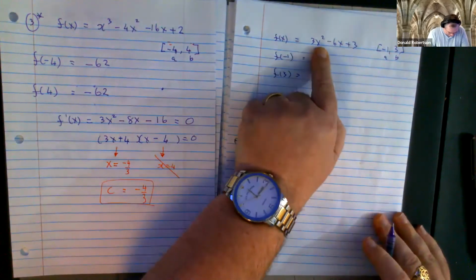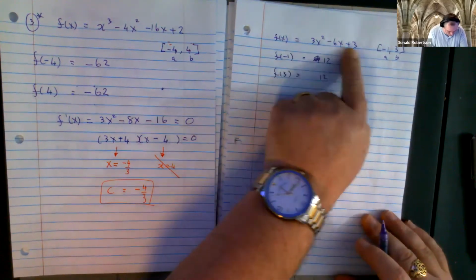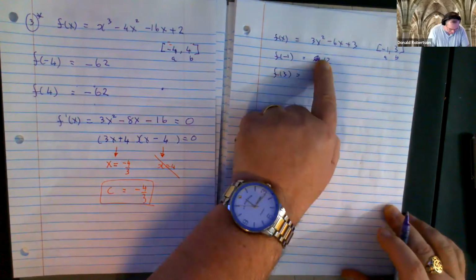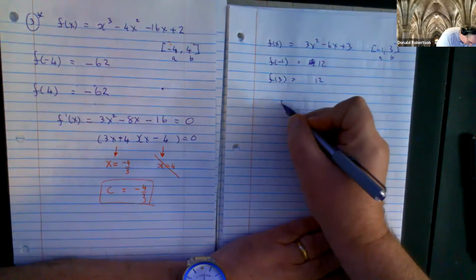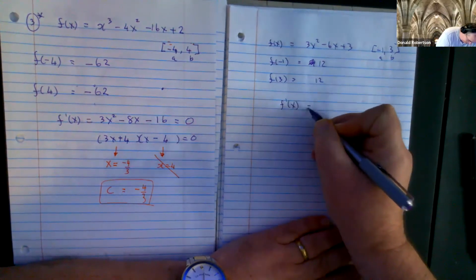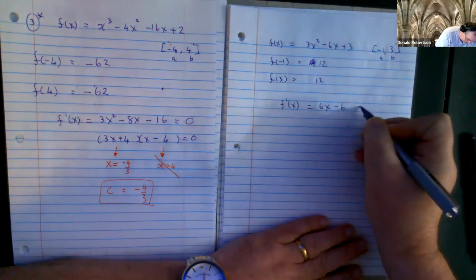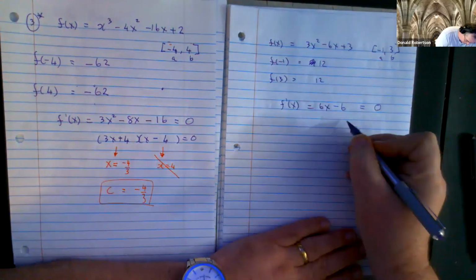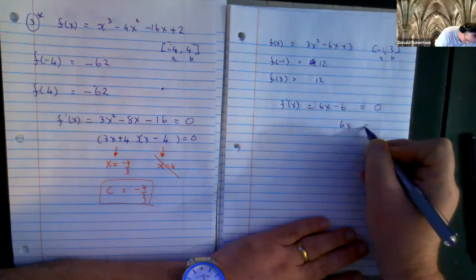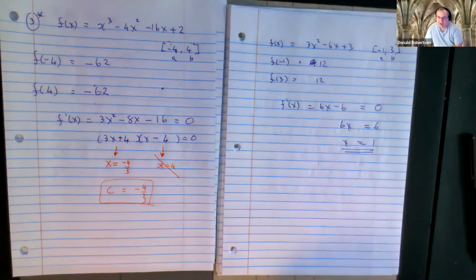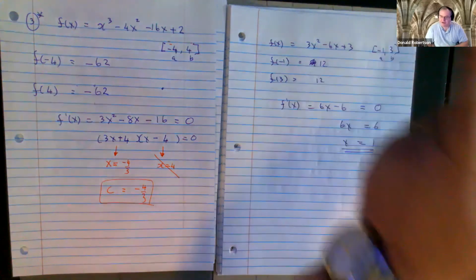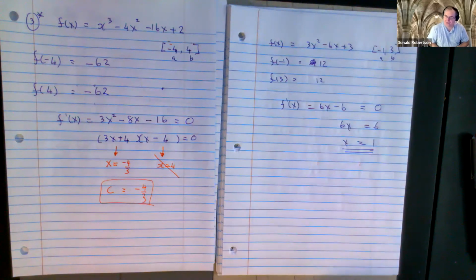So, continuous, check. Differentiable, definitely, check. Is the starting value the same? Yes. We can use Rolle's theorem. So that means find the derivative. When is it 0? It's 0 at x equals 1. And is that in the range? Yes, it is. We're done.